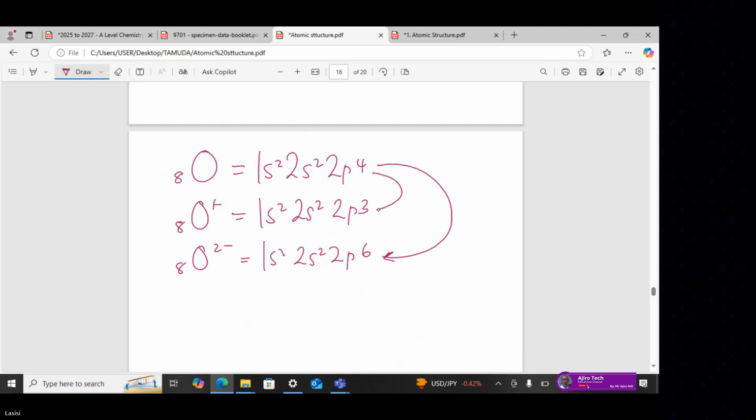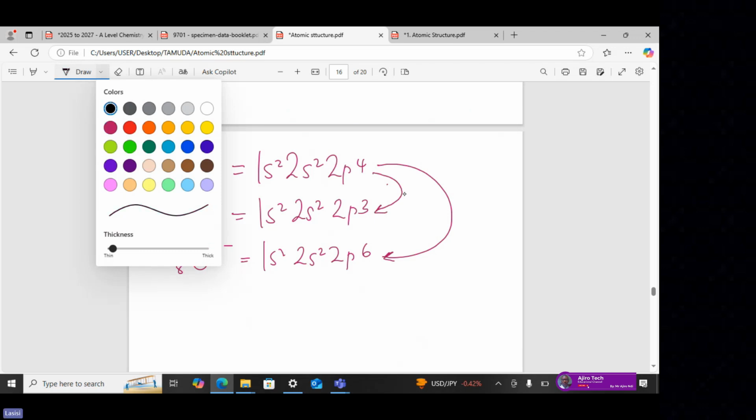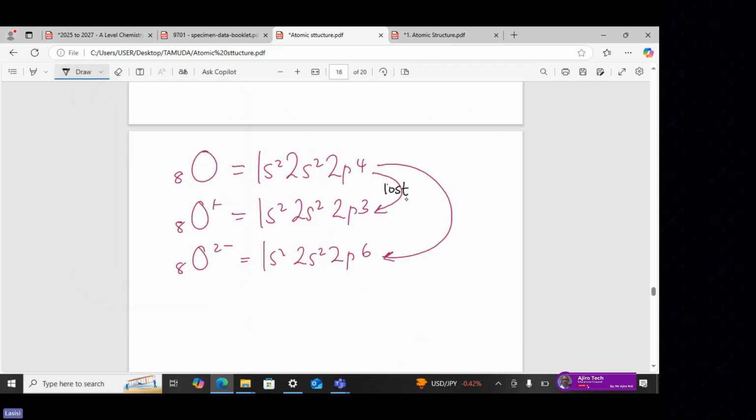And that one is 2p3, lost 1. Let me write that it's positive. Yes, it lost 1 electron, whereas here it gained 2 electrons. So you get it. You can write all these manipulations. Do you get it now? Yes. So you have to know how many electrons are there in the outer shell.